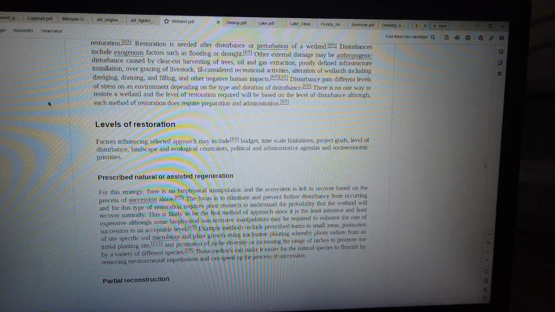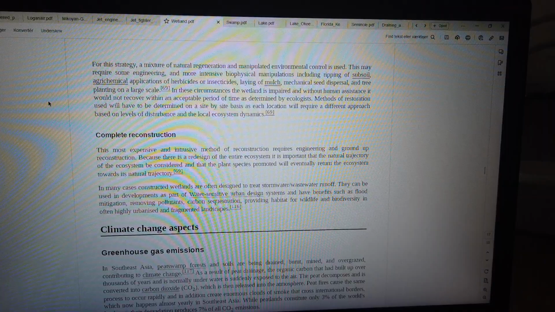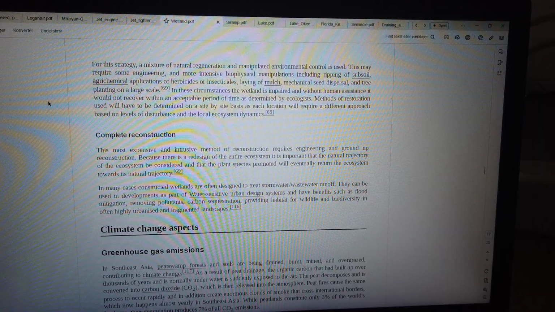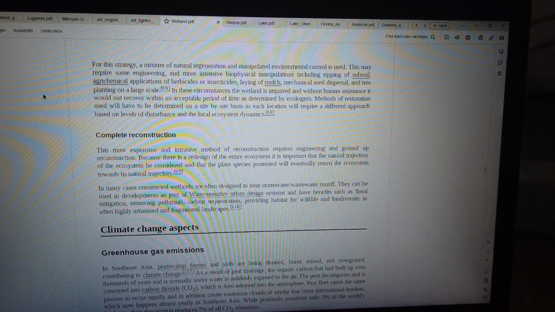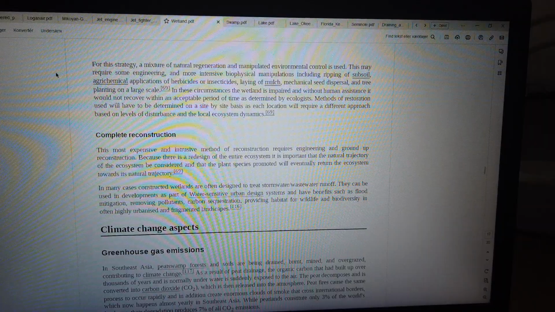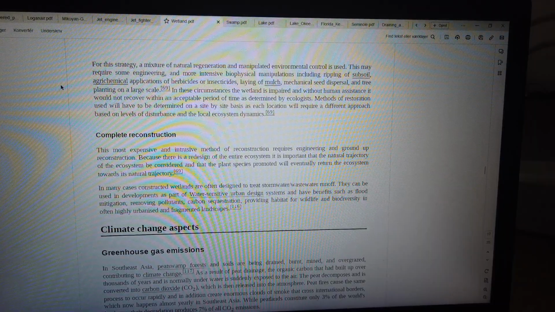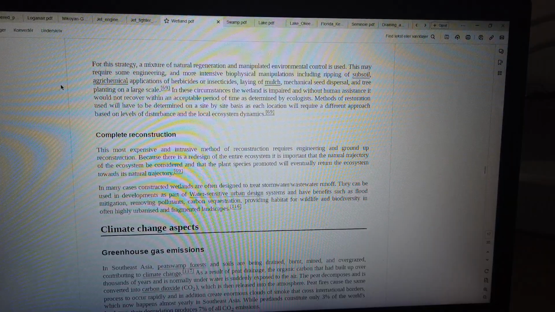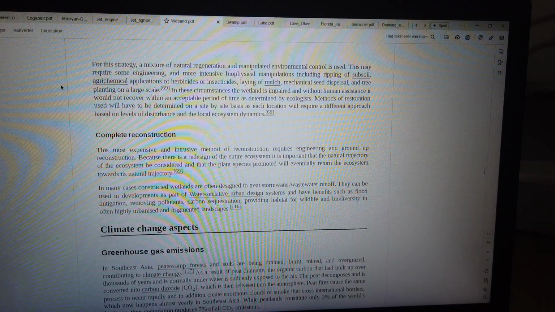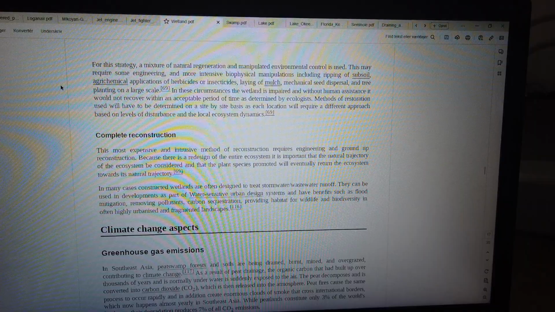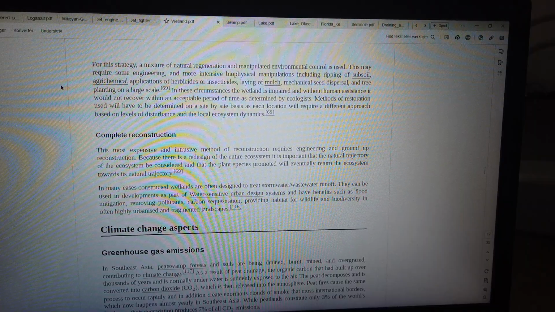Partial reconstruction. For this strategy, a mixture of natural regeneration and manipulated environmental control is used. This may require some engineering, and more intensive biophysical manipulations, including ripping of subsoil, agrochemical applications of herbicides or insecticides, laying of mulch, mechanical seed dispersal, and tree planting on a large scale. In these circumstances the wetland is impaired, and without human assistance it would not recover within an acceptable period of time as determined by ecologists.